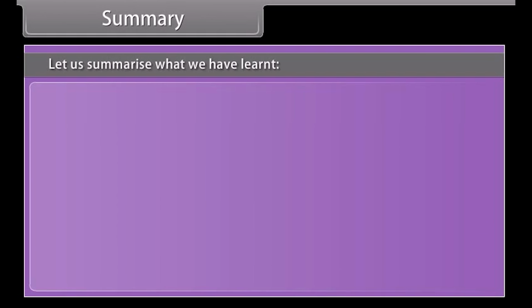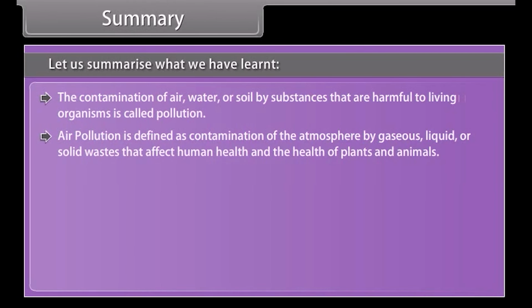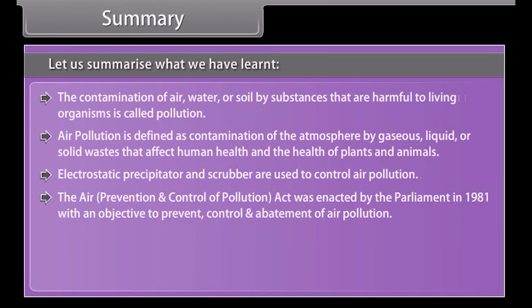Summary. Let us summarize what we have learned. The contamination of air, water, or soil by substances that are harmful to living organisms is called pollution. Air pollution is defined as contamination of the atmosphere by gases, liquid, or solid wastes that affect human health and the health of plants and animals. Electrostatic precipitator and scrubber are used to control air pollution. The Air Prevention and Control of Pollution Act was enacted by the Parliament in 1981 with an objective to prevent, control, and abatement of air pollution.